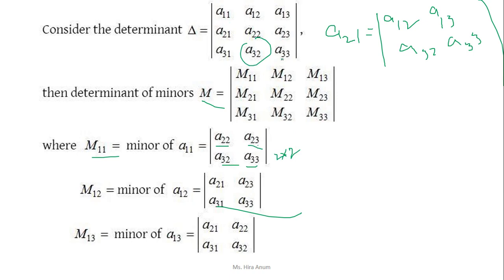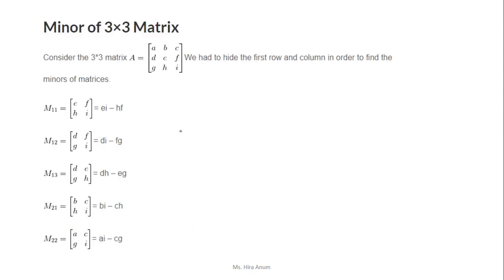Similarly for this pattern, this is called minor. When you take the minor of this 3 cross 3, you can find this. Then you do not multiply with their constant value, only find the minor. You can see this, it is easy to understand.